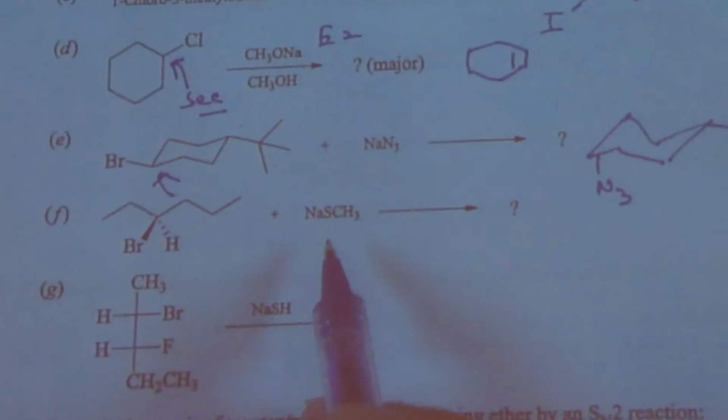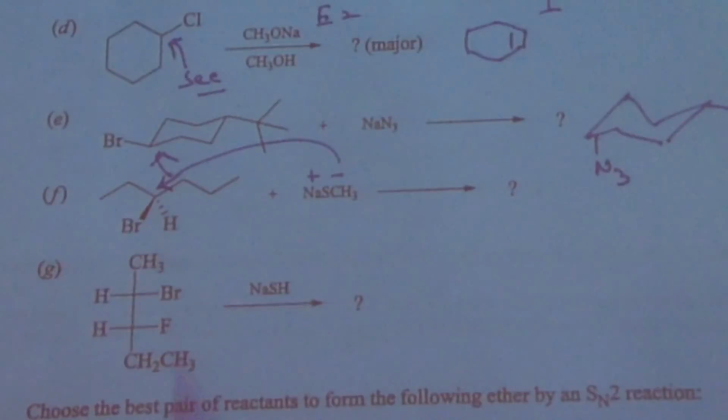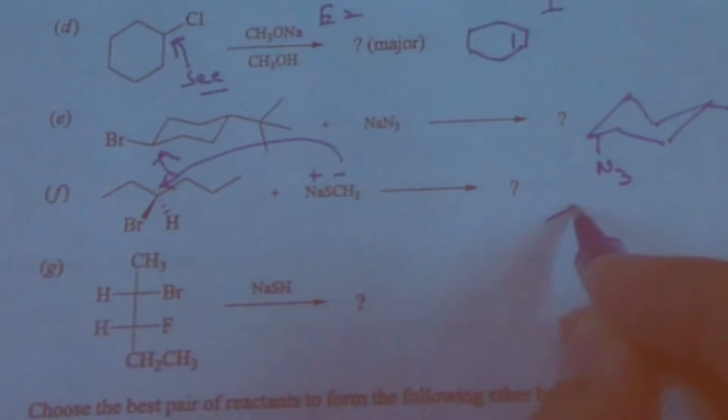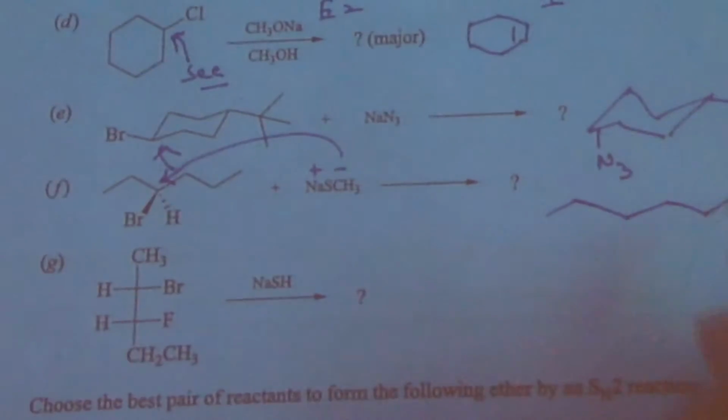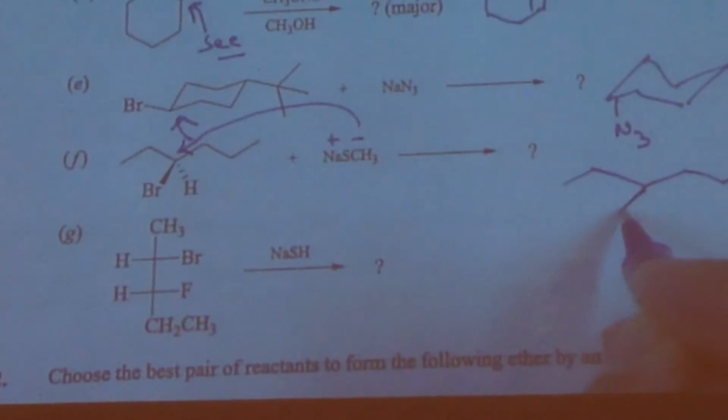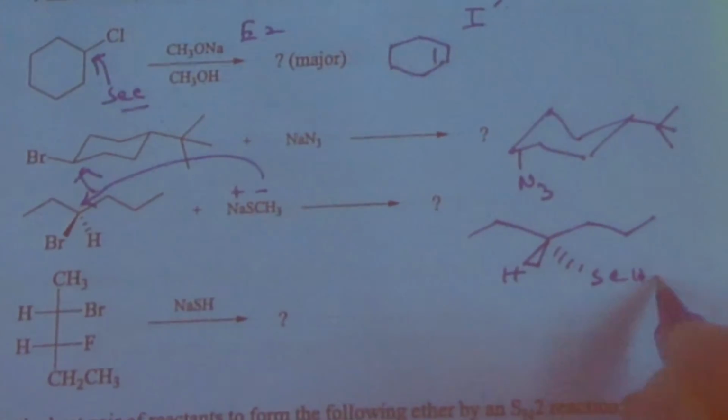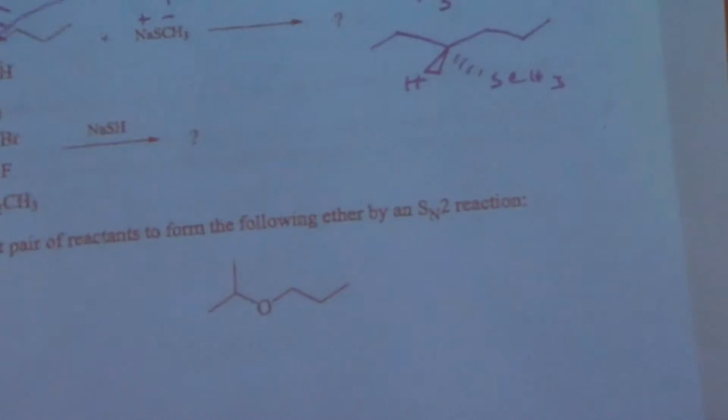Next one is also an SN2 reaction. Br is a good leaving group. S minus methyl is going to attack this carbon, and therefore it's going to undergo an inversion of configuration. Here, a hydrogen is coming from the other side, therefore SCH3 is drawn like this. Okay.